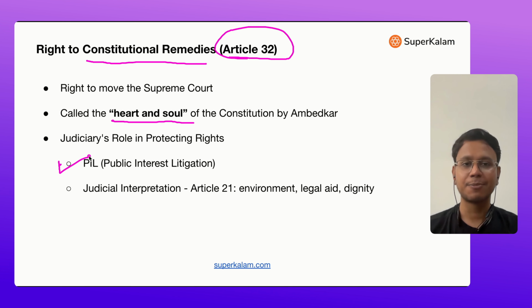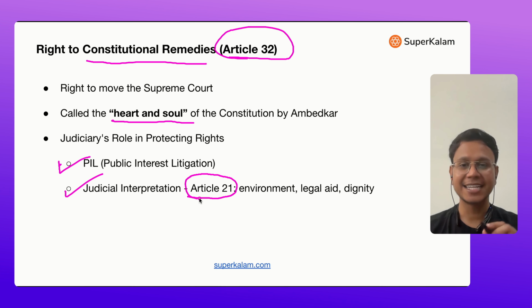PIL is a very special type of legal document, which the court takes cognizance of, and courts can give a ruling. Then the Supreme Court, through judicial interpretation, as I told you in the last slide, has protected the rights by expanding the meaning of rights. That is a role played by the judiciary.